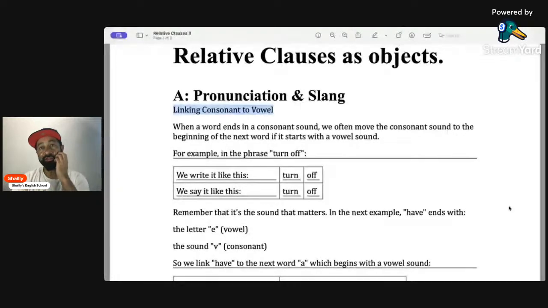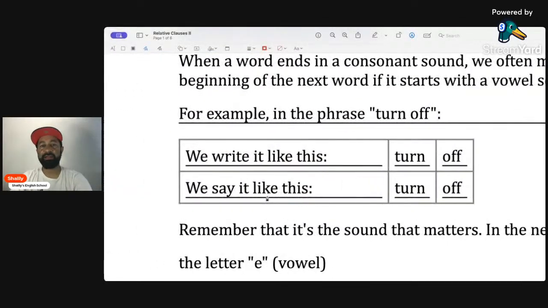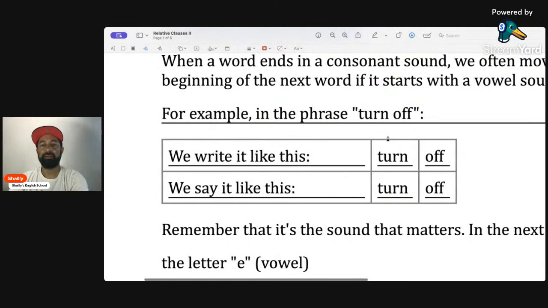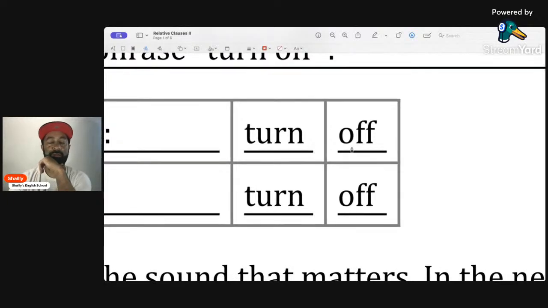A consonant is any letter that's obviously not a vowel. Vowels are A, E, I, O, U. So the rest of the letters are consonants. Sometimes we will link these together. Let's show you an example here. Let's get my pen out. Let's look right here. Now, I want to look at the phrasal verb. We've been doing a lot of phrasal verbs recently in my live lessons. Today is not a phrasal verb lesson, but it shows us how we can link different words.